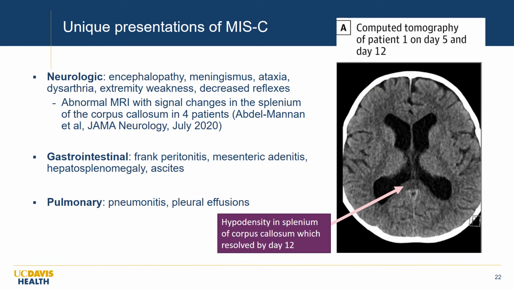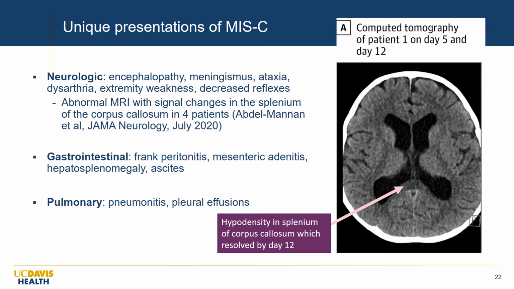So as I talked about, in MIS-C, we can see unique neurologic presentations. So some of these patients have been described as being encephalopathic. They've been described as having meningismus. There was one report of a patient with ataxia and some reports of patients with dysarthria, so difficulty speaking. And then some interesting presentations with extremity weakness and decreased reflexes.